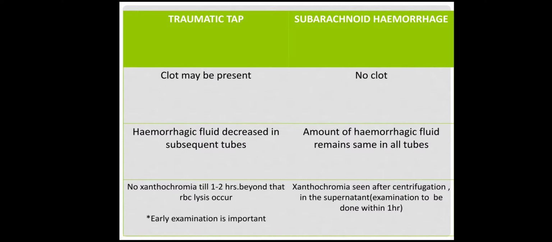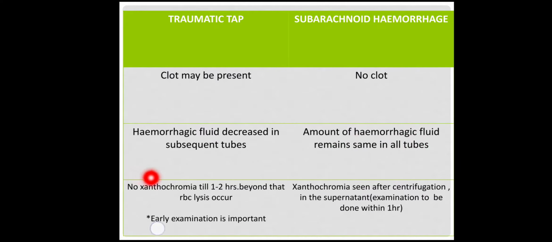Secondly, in CSF examination generally we take sample in 3 tubes. So hemorrhagic fluid is seen more in the initial tubes, while in the subsequent tubes it decreases. While in subarachnoid hemorrhage, the amount of that hemorrhagic fluid will be uniform in all the tubes.